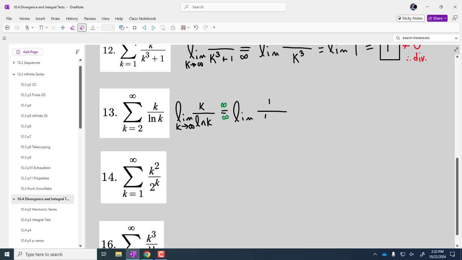So we take the derivative, using L'Hopital's rule right here. Derivative of the numerator is 1. The derivative of the denominator is 1 over k. So we're going to get a limit of k as k goes to infinity. That's infinity. This is not equal to 0. Therefore, diverge.